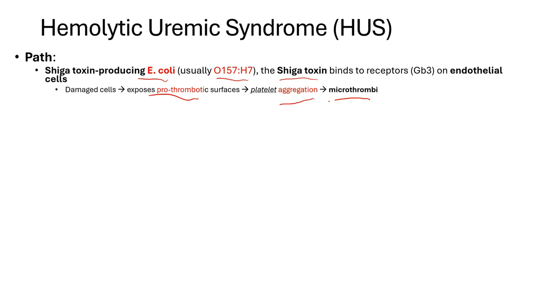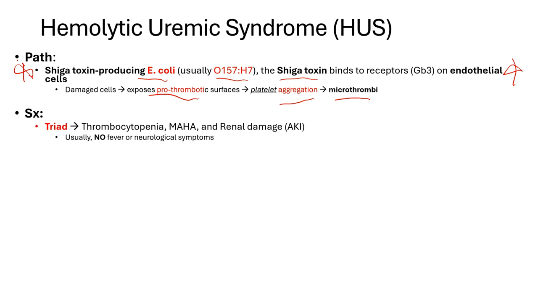Very similar to TTP, we're not producing autoantibodies. This is due to a Shiga-like toxin typically. The symptoms are going to be very similar to TTP. We typically see a triad instead of a pentad. Again, we're going to have that thrombocytopenia and MAHA, which we see in TTP. This is due to this microthrombi production, which leads to shearing and destruction again. But since HUS typically prefers the renal capillaries and arterioles, we can also see renal damage. We typically do not see fever or neurologic symptoms. You can in real clinical practice, but it typically differs on exam questions.